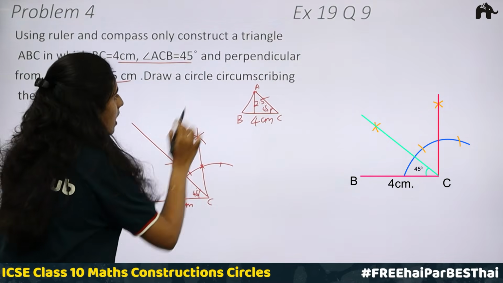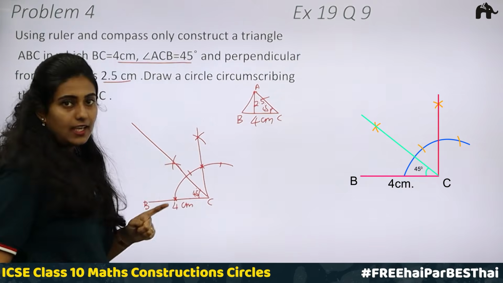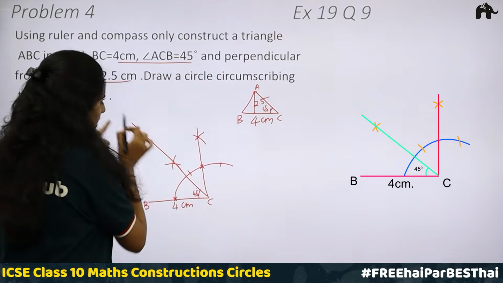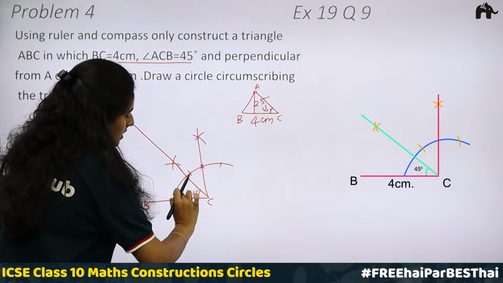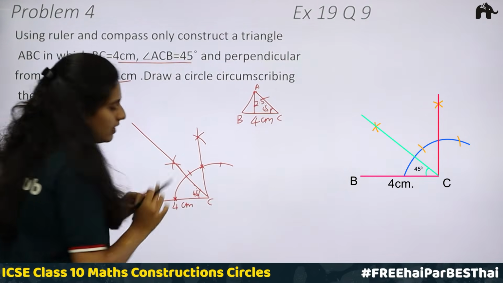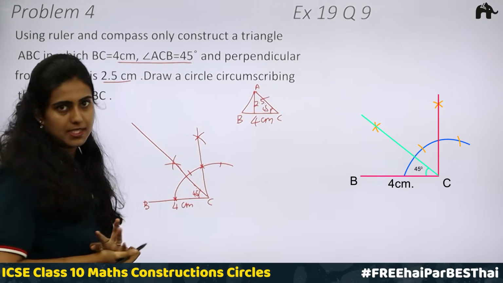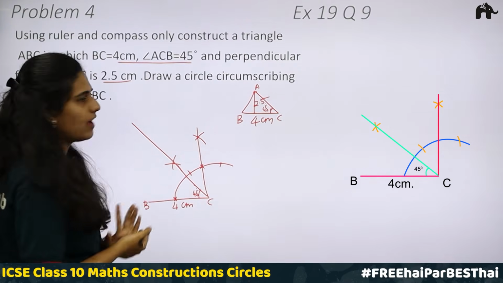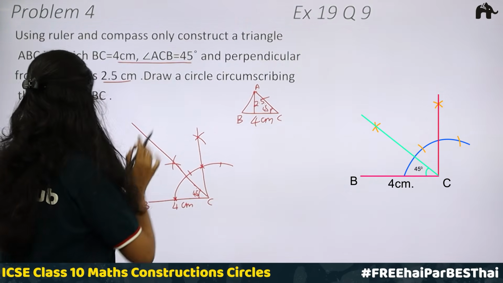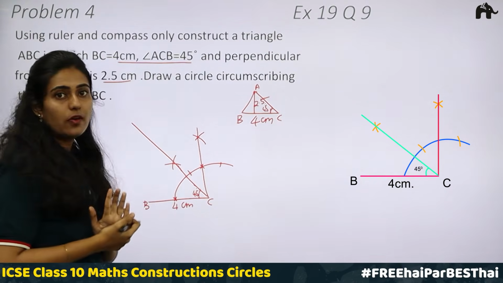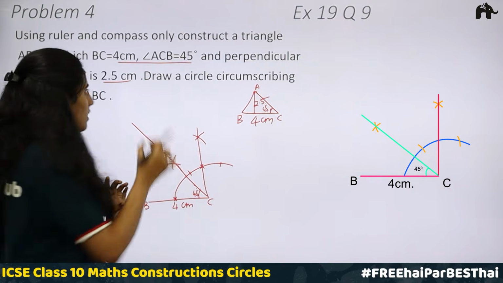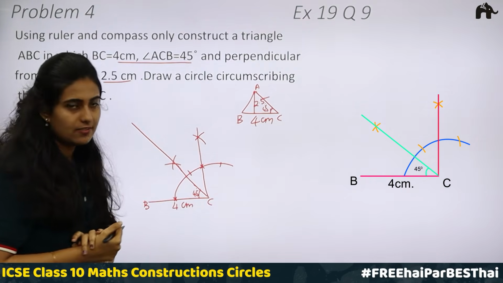Now our vertex A will be lying on this ray, because this is at an angle of 45 degree from the baseline BC. Now how to find this A? What is given? The perpendicular from A on BC is 2.5 centimeter. This is also a point that is given in the question.